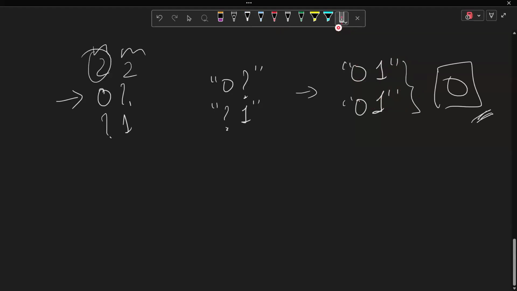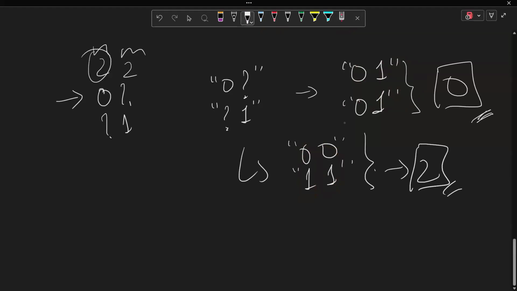Now let's say instead of this replacement, I replace the first question mark by a 0 and the second question mark by a 1. It's like this. Now what would my Hamming distance be? These are different, these are different. So there are two places where they differ. So the Hamming distance would be 2 here.